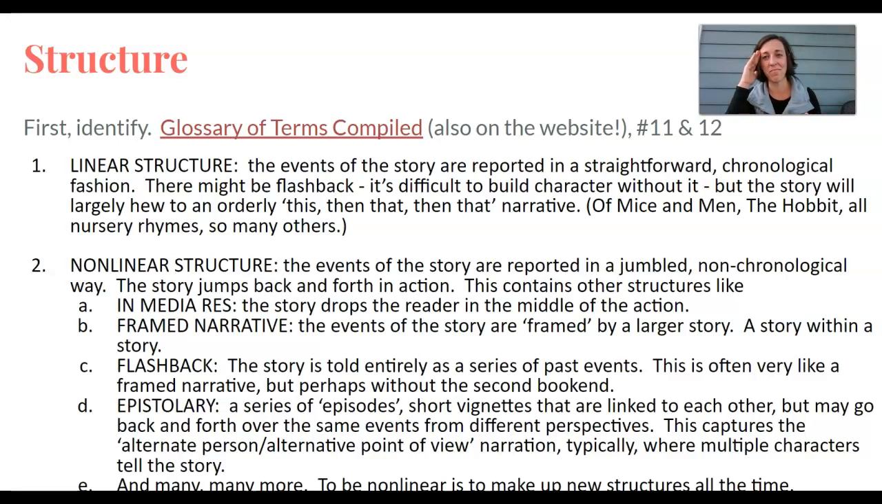stories are linear. And when we get into nonlinear structure, we start to see the ways that people have really played with that, especially in the last 100 years. But by and large, the default setting is still linear. All right, so then there's nonlinear.